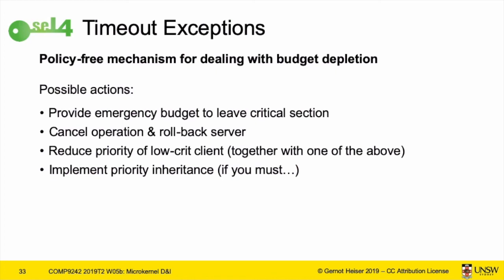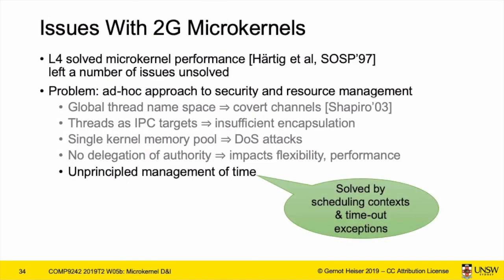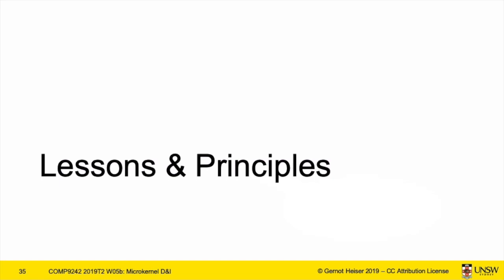And obviously the client has been misbehaving, so you may put down its priority. Remember, the client may be this Ethernet driver. You've been a real baddie, so we'll run you at lower priority and keep the rest of the system out of trouble. Or we could even implement priority inheritance if you really want to, which I think is probably not what you want, but basically this is how it works. So we now have the mechanisms for dealing with time properly in seL4. And finally, this last remaining serious issue of L4 kernels, unprincipled time management, is done.